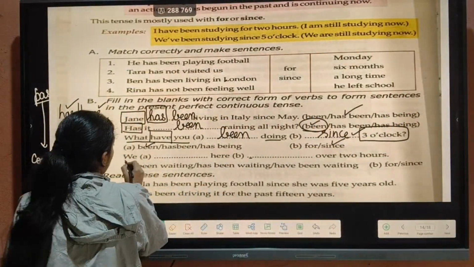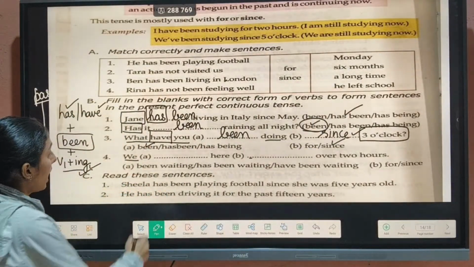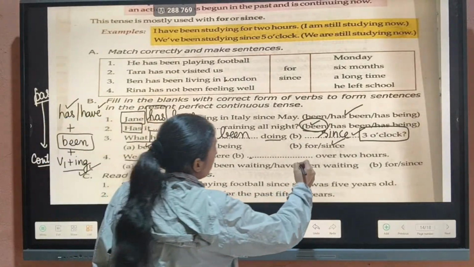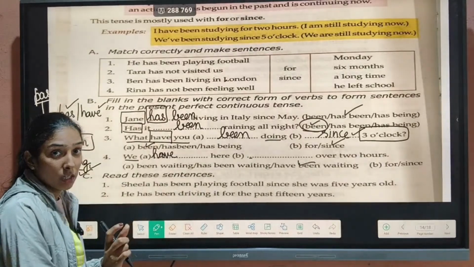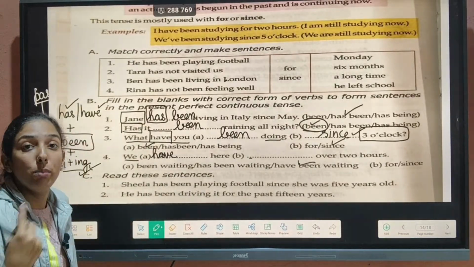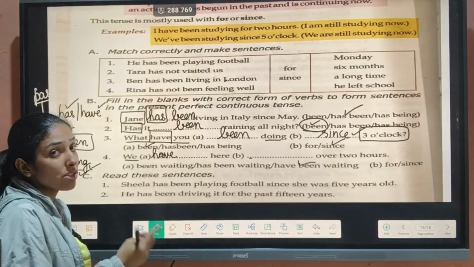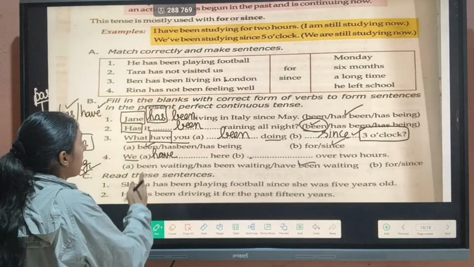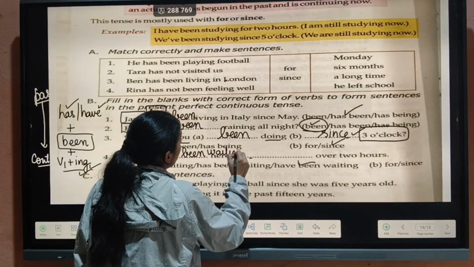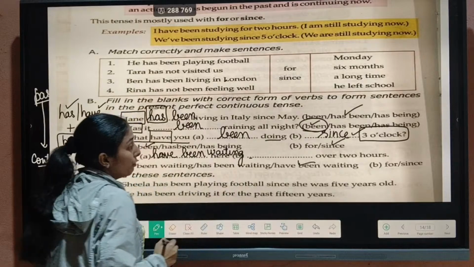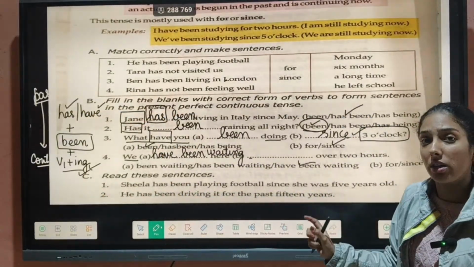Fourth sentence, beta. We dash here. We have been waiting. We is plural. So with plural subject, plural verb will come. We has been waiting will not come. Has is singular verb. What will come? We have been waiting. We have been waiting here dash over 2 hours.